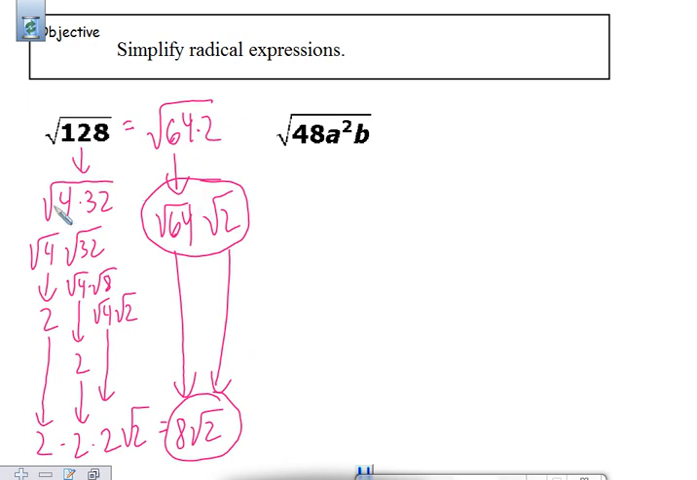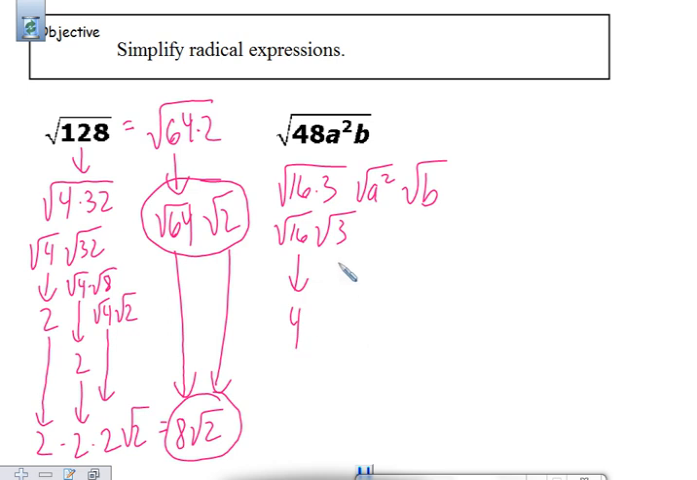So you'll do a problem a whole lot faster if you start thinking big versus small perfect squares. What about 48? Okay, the square root of 48 could be 16 times 3. What about the square root of a squared, and the square root of b? The square root of 16 in this problem is just 4. Then we have a square root of 3. Then we have the square root of a squared, which turns into just the letter a. And then we have the square root of b, which is just to the first power. That's a leftover piece, so we write that as our answer.